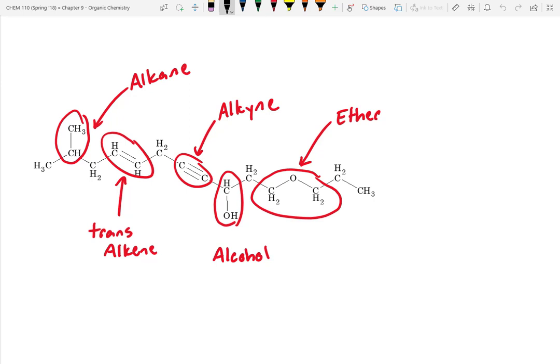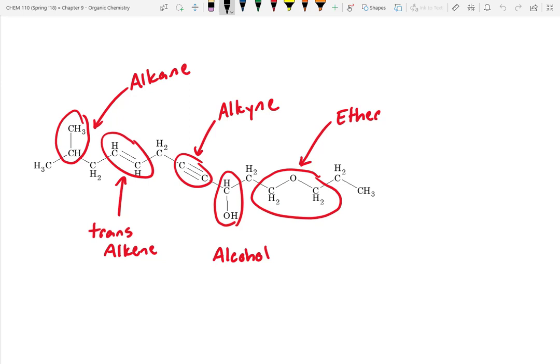Wait, so could you elaborate more on the alcohol thing? Yeah, so an alcohol is always OH attached to a carbon, right? Versus an ether, you've got an oxygen in between two carbons. So an ether has no hydrogen coming off the oxygen. It can't hydrogen bond. So it behaves very differently from an alcohol, which can hydrogen bond.